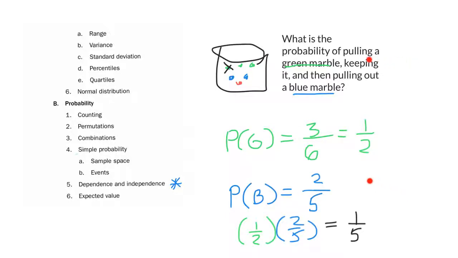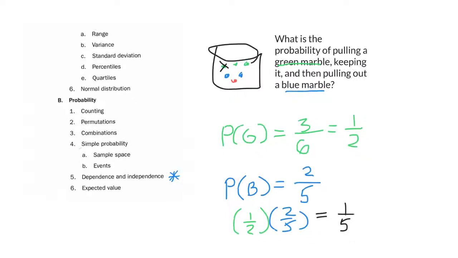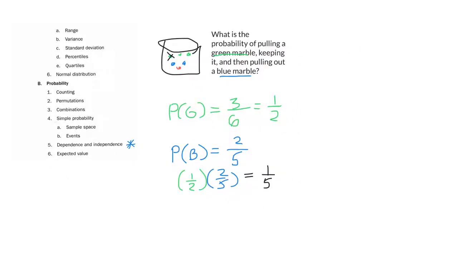Now, let's contrast that with an independent scenario. An independent scenario would be if we did not keep the green marble, but we rather replaced the green marble.